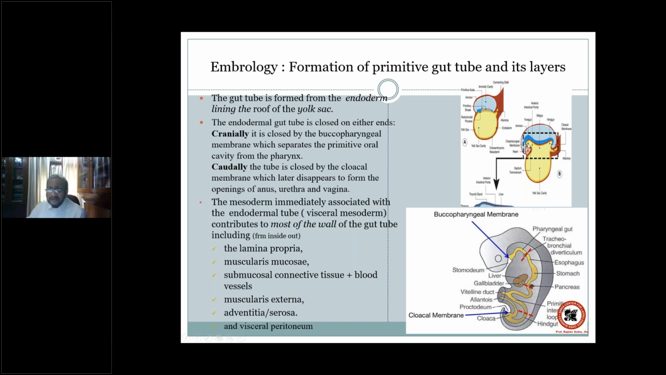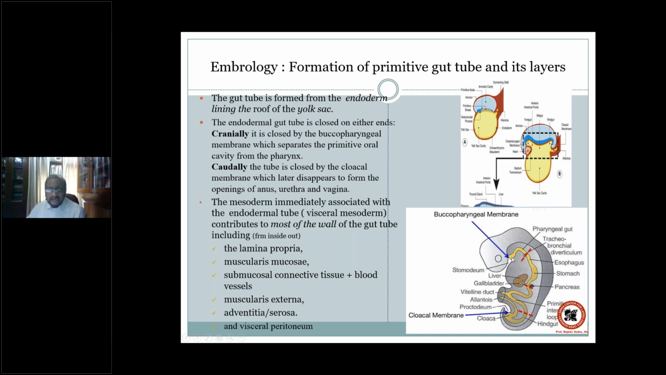And here you have the developing embryo, and you've got the endodermal layer out here. And this gut tube which is formed is basically from the endodermal layer which is lining the roof of the yolk sac. This is the yolk sac, and you've got the roof out here, right? So this is the endodermal layer which is forming the roof of the yolk sac. And once it forms, it is closed at the two ends.